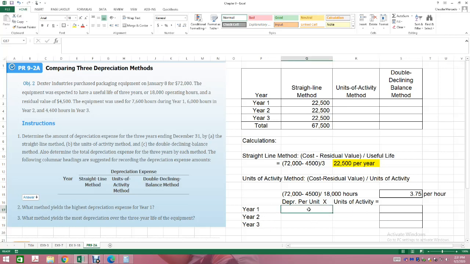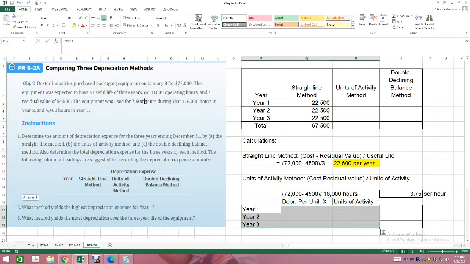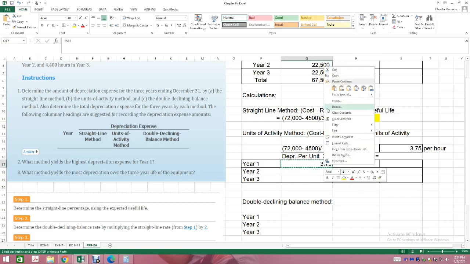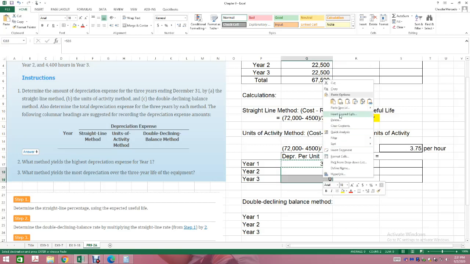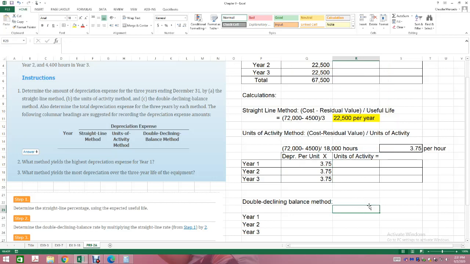Okay, so we're gonna get our depreciation per unit. Okay, my depreciation per unit will be the $3.75. Okay, and I'm gonna copy that over for year 1, 2, and 3. It's the same. Copy, paste special. Values. Okay. So I've calculated my units of activity of 3.75 per hour. Okay, that's my depreciation cost.